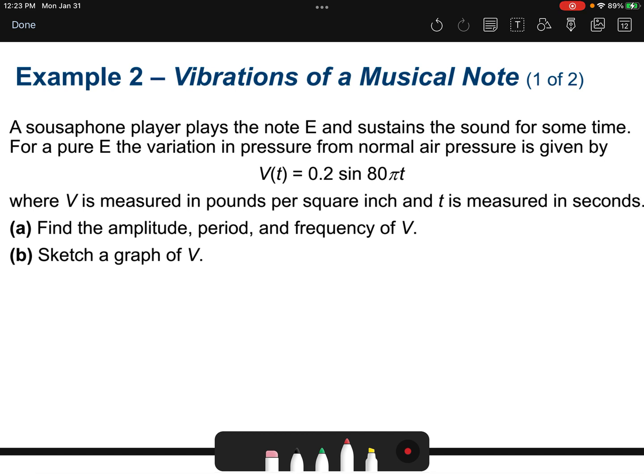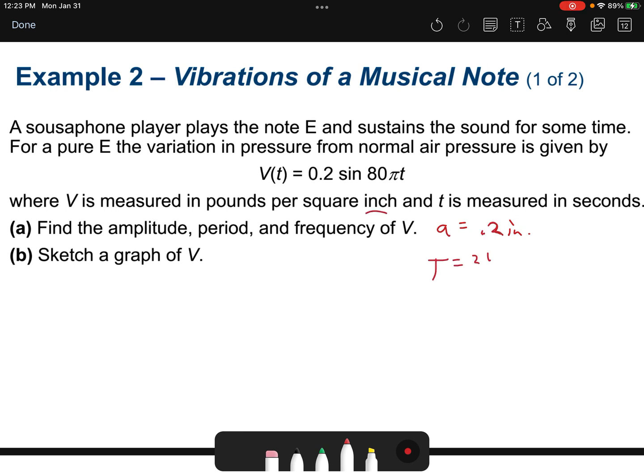If a sousaphone player plays the note E and sustains that sound for some time, for a pure E, the variation in pressure from normal air pressure is given by this formula, where V is measured in pounds per square inch and T is measured in seconds. What's the amplitude, period, and frequency of that note being played? Well, A would be 0.2 inches, again, because we're in square inches.